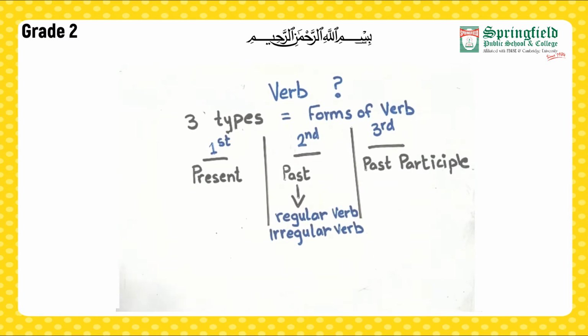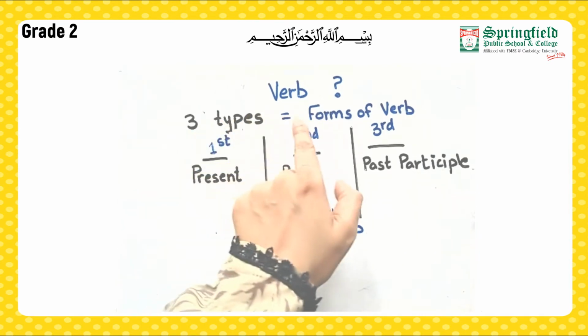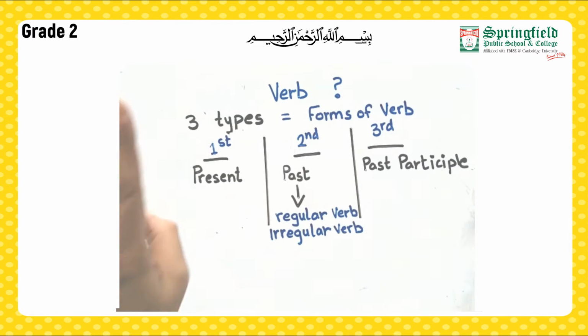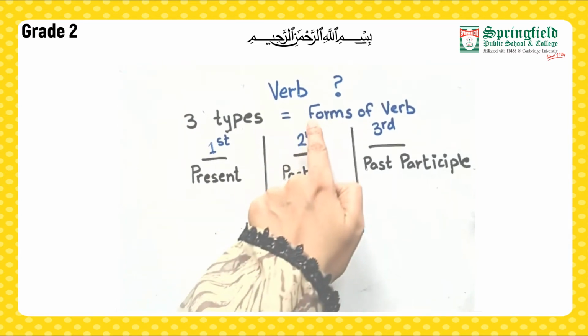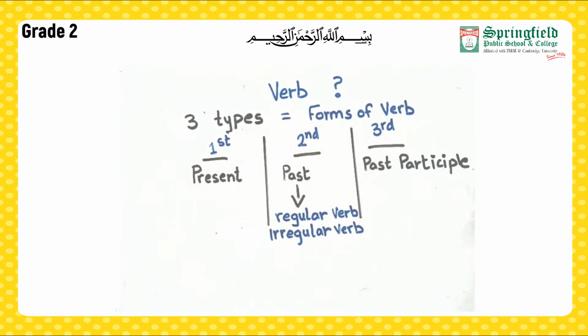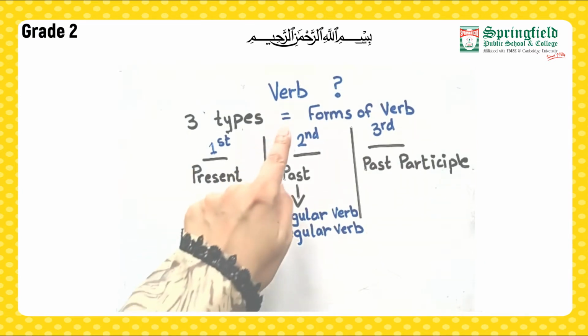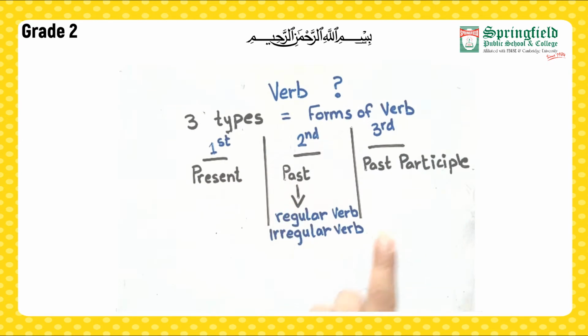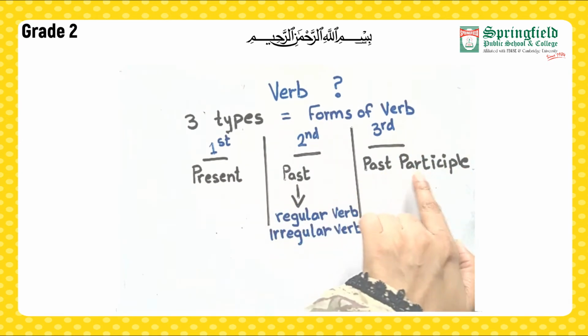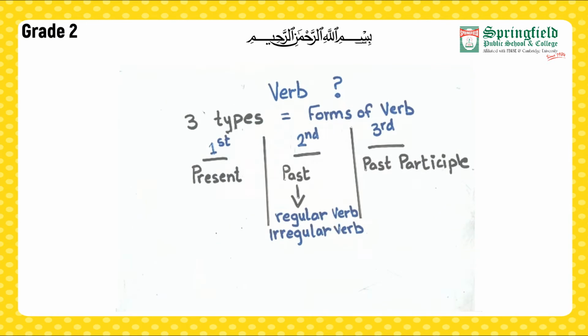So let's repeat one more time. Verb is action word. They are actions. There are three types of verbs. How many types? Three. They are also called the types or the forms of the verb. First form, present form. Second form, past form. Third form, past participle. Very good. Did you repeat after me?